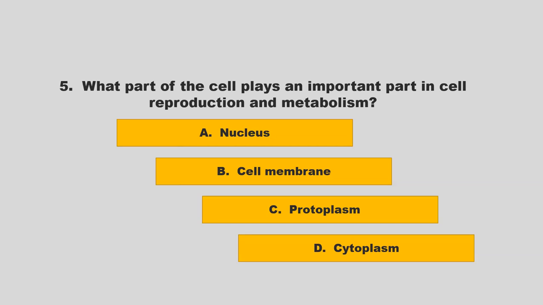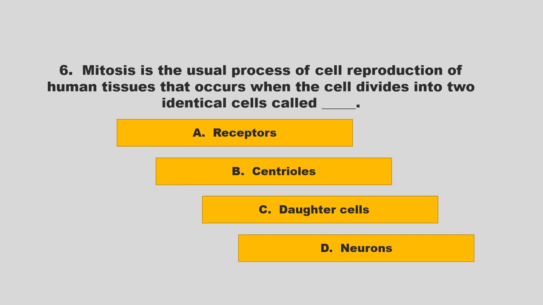What part of the cell plays an important part in cell reproduction and metabolism? Nucleus, cell membrane, protoplasm, cytoplasm. If you chose A, nucleus, you are correct.